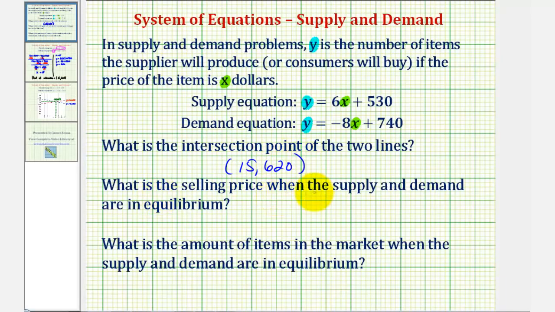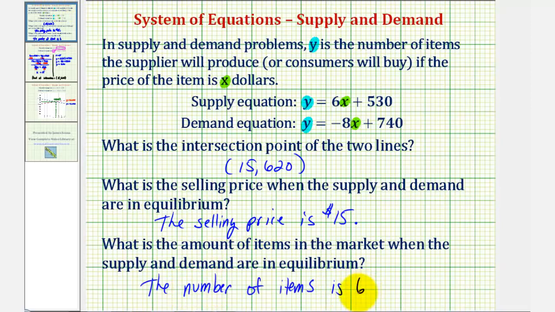Next, what is the selling price when the supply and demand are in equilibrium? That would be the x-coordinate of the point of intersection, so the selling price is $15 when the supply and demand are in equilibrium. And then for the last question, what is the amount of items in the market when the supply and demand are in equilibrium? That would be the y-coordinate of the point of intersection, which is 620. So the number of items is 620, again, when the supply and demand are in equilibrium.